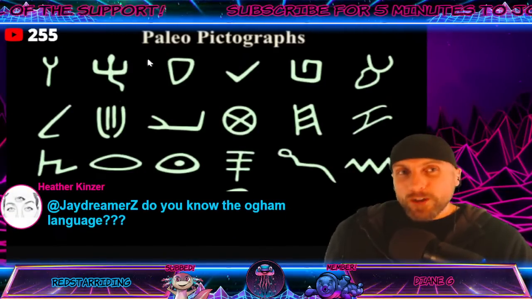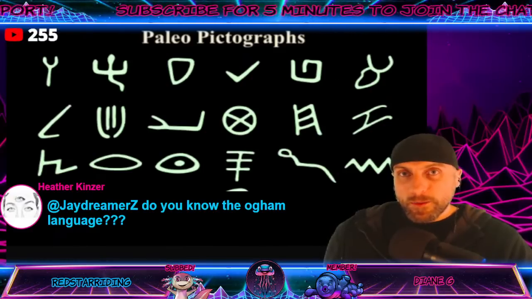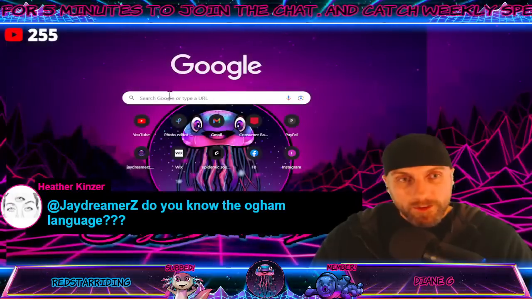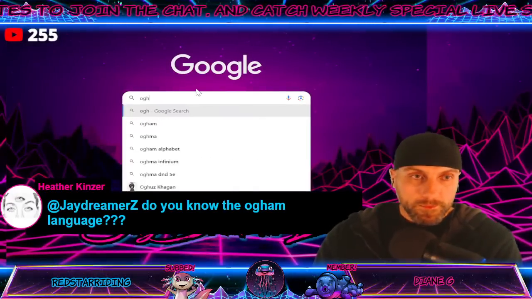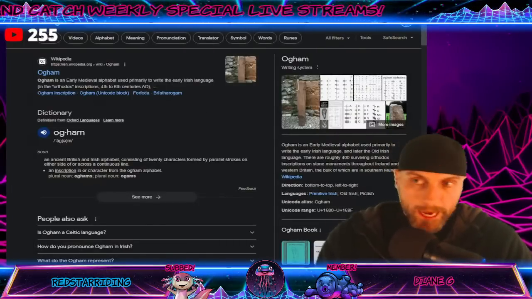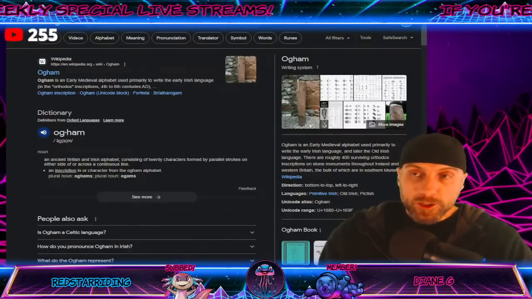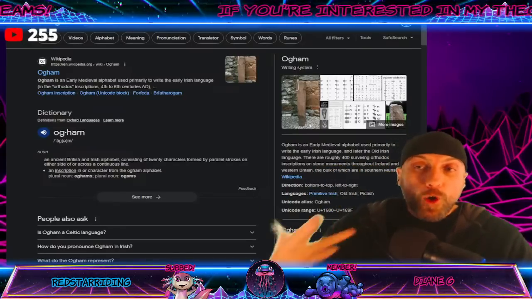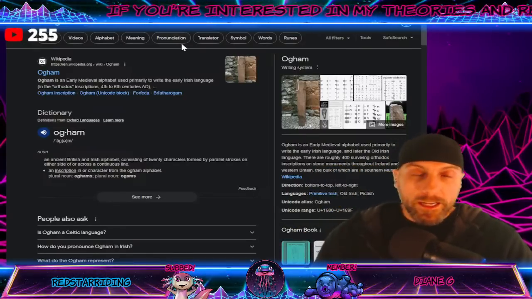Do I know the Ogham language? I have come across it, but I don't know it. I would have to research it again. Let me check it out. Ogham is basically a short for hamlet, or a city or a little village. The village of Og. And Og is basically akin to Atlas.